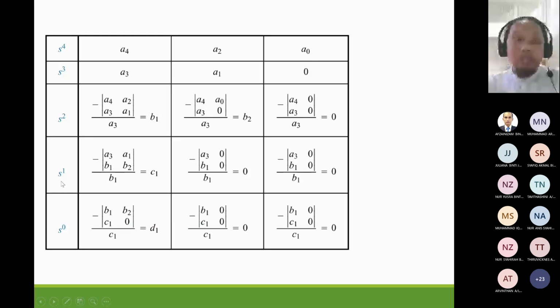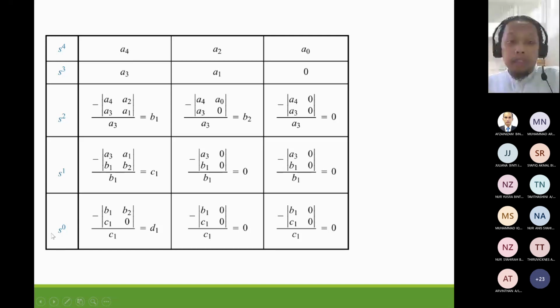And then for the next rows like S1, follow the same principle for S2. You need to look at the two top rows. So here you start with A3, B1, A1, B2. And then for the second column, A3, B1, 0, 0. And on the last column, it's A3, B1, 0, and 0. Okay. And similarly for row S0 and so on.